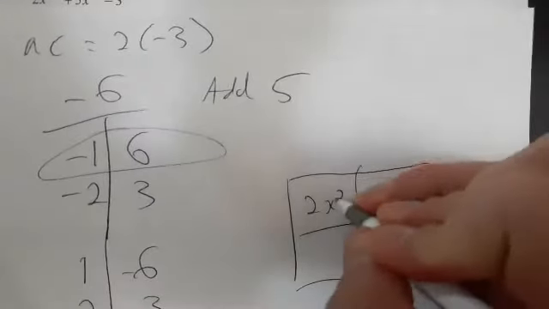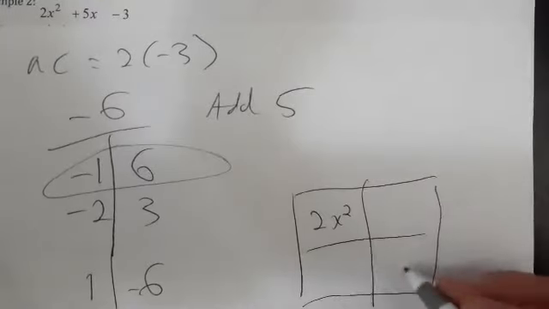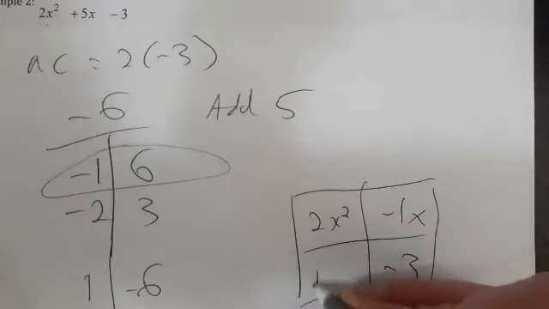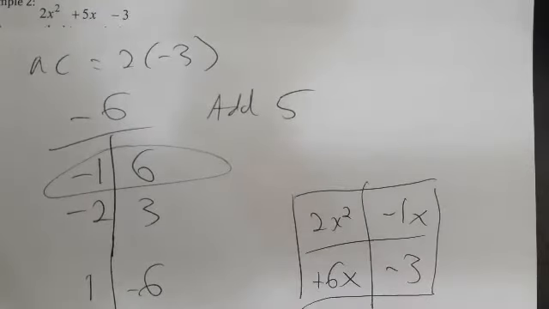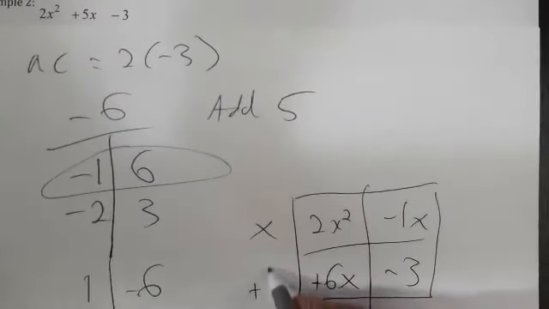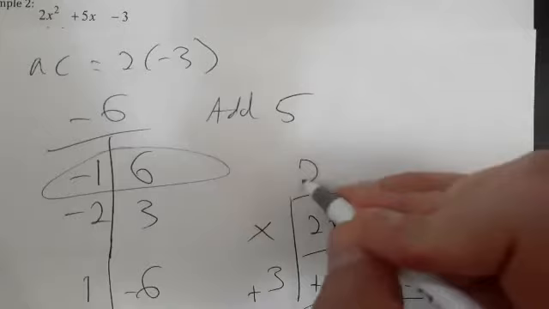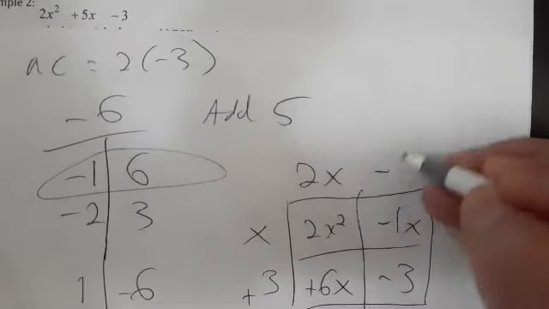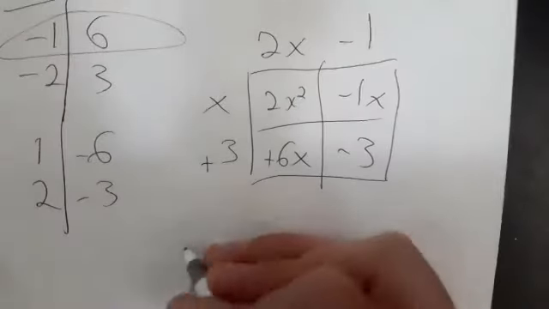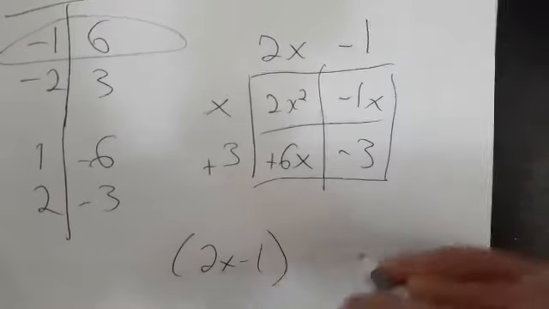Square. Left turn is minus 3. And then in the middle, I have a minus 1x and a plus 6x. So I look across, I can pull out an x. I look across here, I can pull out a plus 3. I look out here, I can pull out a 2x. I look down here, I can pull out a minus 1. So the factors I'm getting here are 2x minus 1 and an x plus 3.